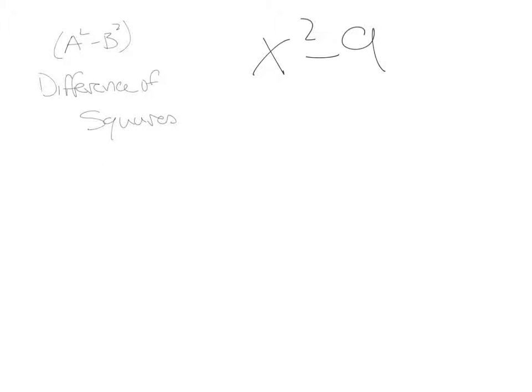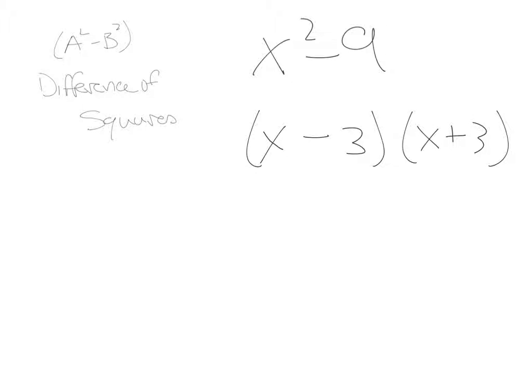Okay? And what we want to do to follow the pattern for this is simply find the square root of x squared, which is x, and the square root of 9, which is 3. Not unlike our perfect square trinomial. The difference here is we're going to have different signs. One is going to be minus and one is going to be plus.